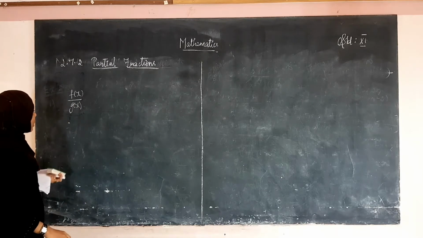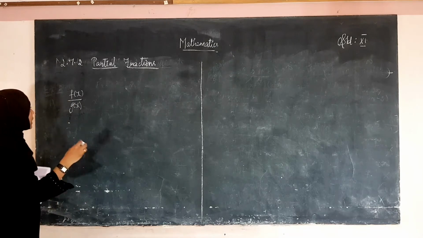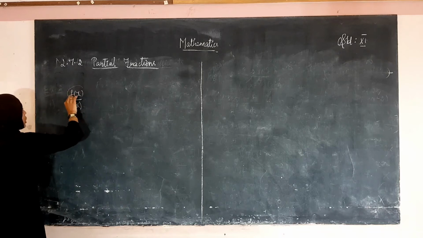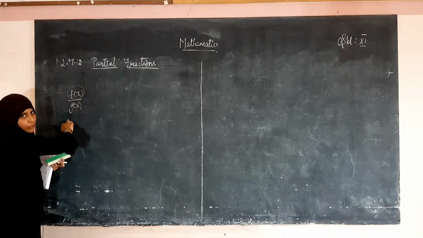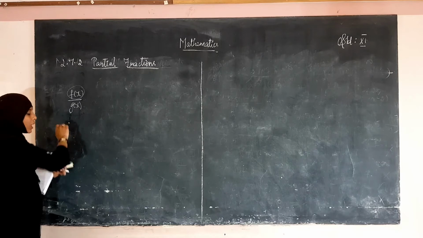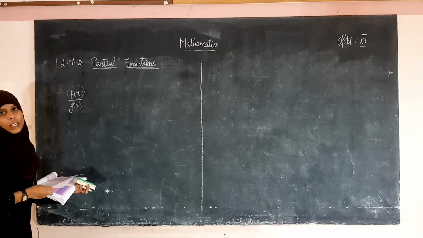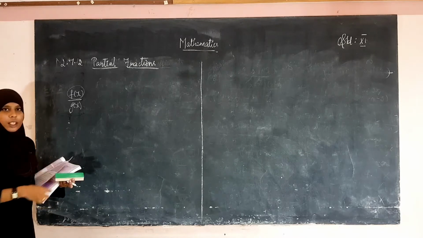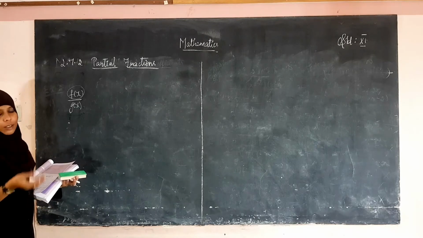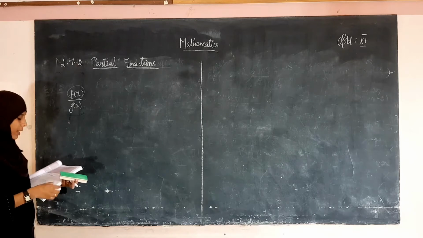The first thing is that the degree of f of x should be less than the degree of g of x. If it is greater, you have to reduce the degree again by dividing, by polynomial division.